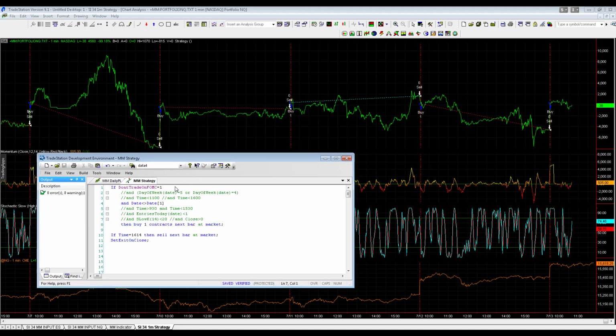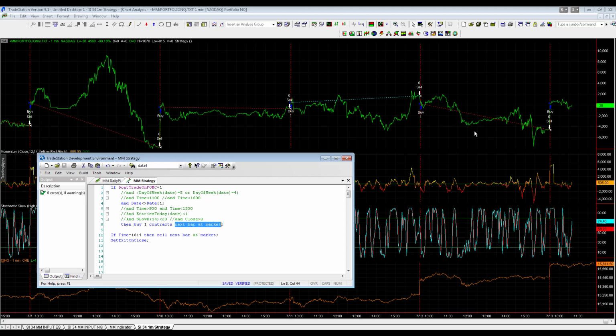For example, this is if don't trade on FOMC equals 1. I have a function that will not trade on FOMC dates, a list of dates, and the date is not equal to data 1. And so on the very first bar of the day, we're going long on this. We buy 1 contract, next bar at the market, or this bar on the close. It's actually more accurate to do this bar on close.